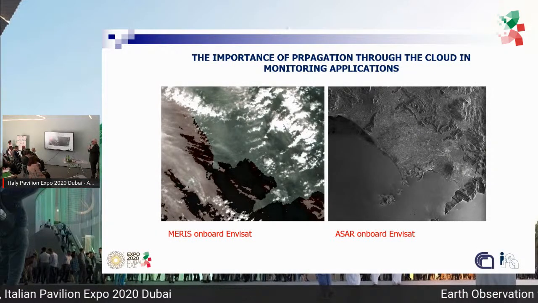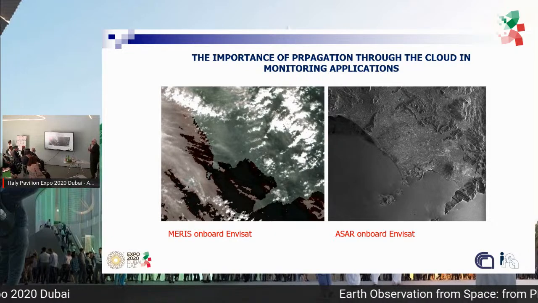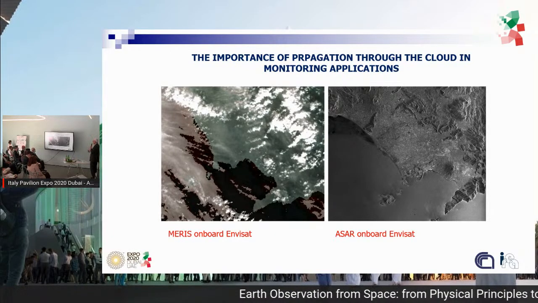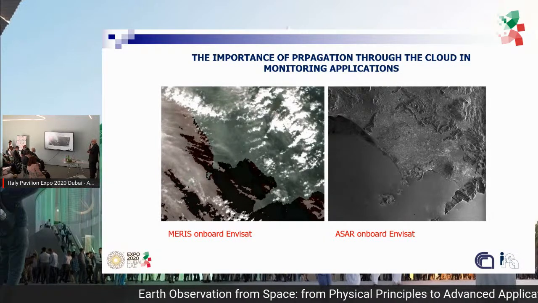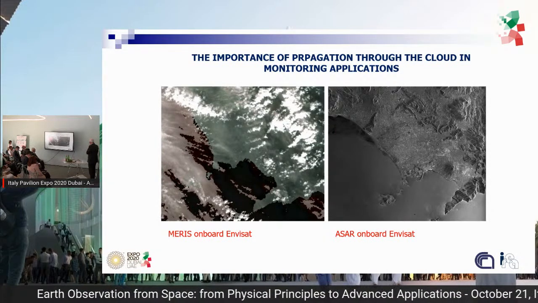So each time we pass, we acquire information, and typically we do not have to throw away 50% of the data because of the cloud coverage. So this is the first aspect.